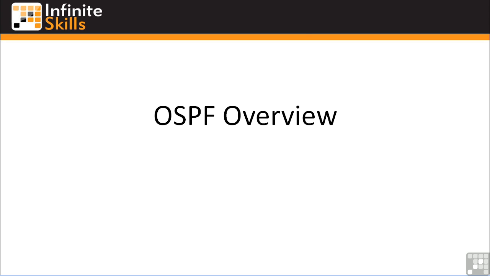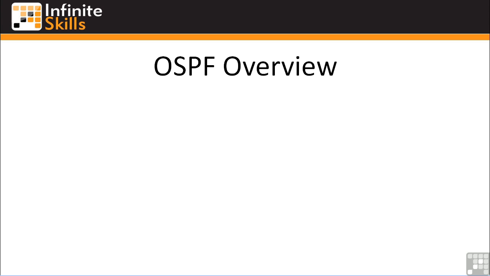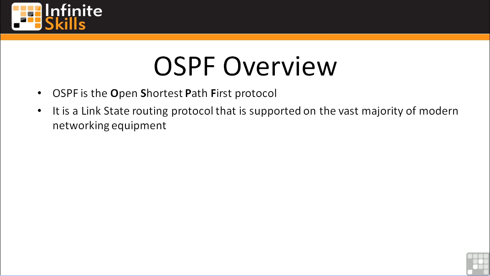So we're going to continue with our discussion of routing protocols and talk about OSPF. Now you'll recall from our overview of routing protocols that OSPF is the Open Shortest Path First protocol. It is a link state protocol that's supported on just about every piece of modern networking equipment out there. It's not Cisco proprietary. In fact, there's hardly a networking device out there that doesn't support OSPF.